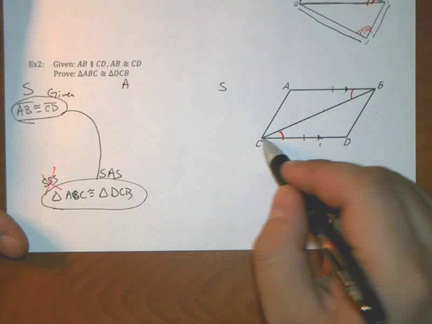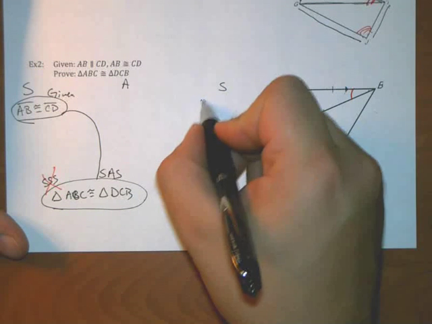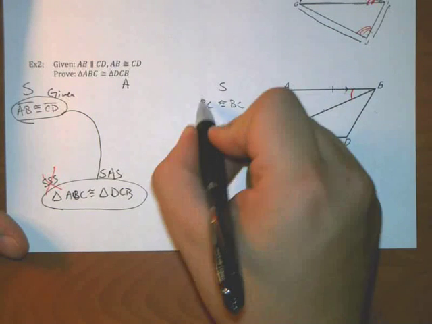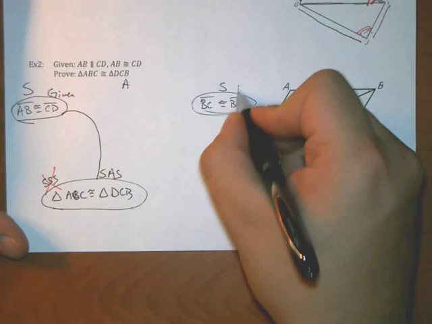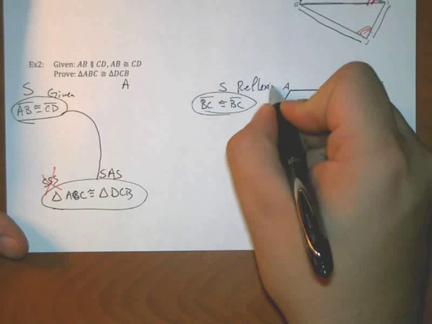Let's knock the other side pair out of the way, because that's going to be super short. It's just this reflexive side, so BC is congruent to BC. That's reflexive.